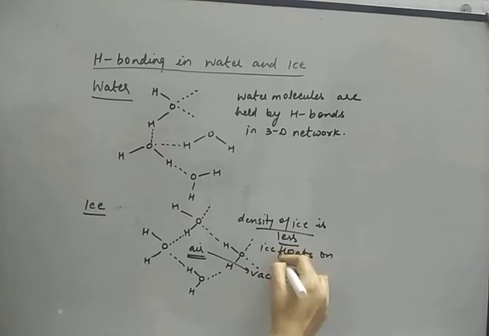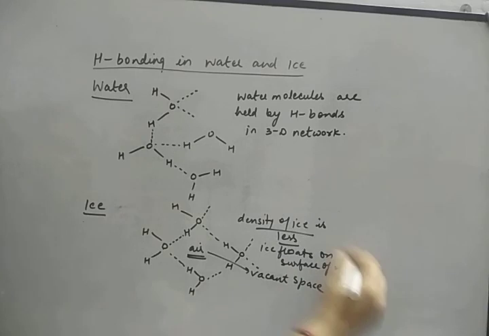on the surface of water. So what is the reason that ice is lighter than water, or the density of ice is less than water? Because in ice, the hydrogen bonds are fixed now. The molecules are fixed now. And because of this, so many vacant spaces are there in the structure of ice, which are filled with air. So ice floats on the surface of water.